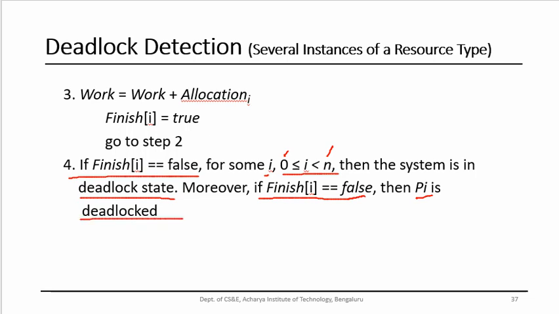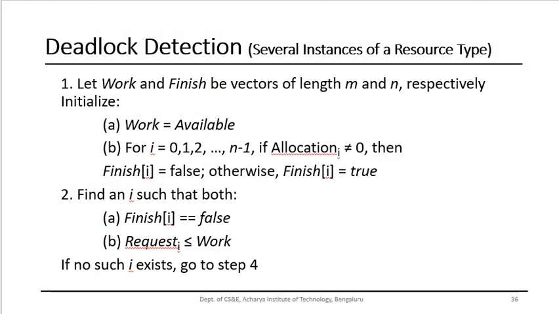Okay. Now let's go back to the algorithm again, which we were discussing. And if we find an i such that Finish[i] is equal to false and Request[i] is less than or equal to Work, what is the meaning?